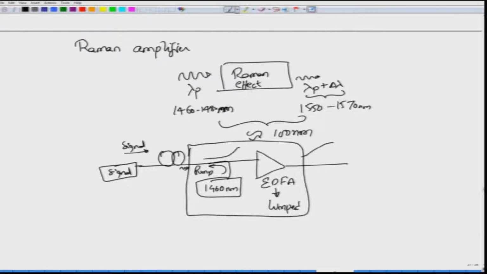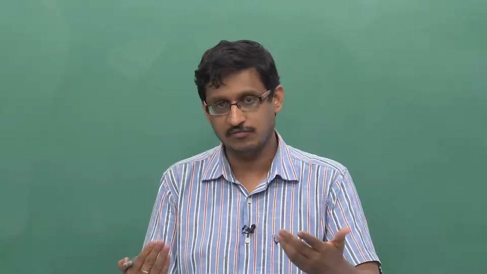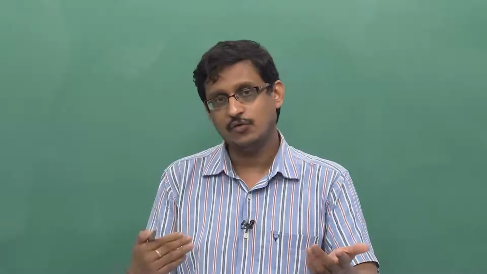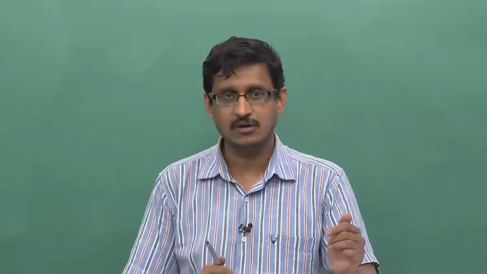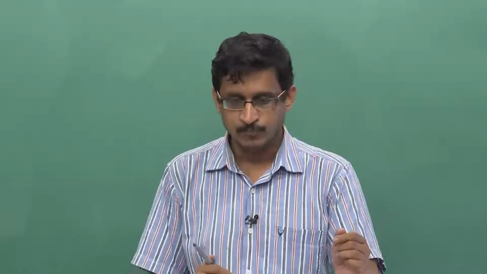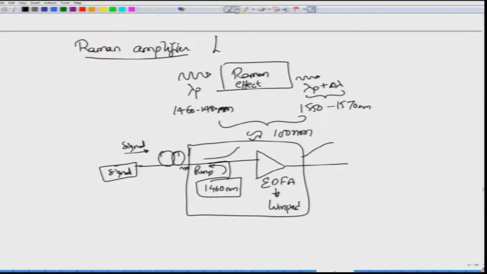In addition to this, any fluctuations in the pump power are felt instantaneously on the signal because of the very fast response of the Raman effect. This response time is in nanoseconds for Raman, whereas for the erbium doped fiber amplifier it is in milliseconds. Therefore, fluctuations in the pump power do not typically create problems in the erbium doped fiber amplifier. So, this is about the Raman amplifier, one of the newer technologies, typically made to work in the L band, the long wavelength band, which is around 1600 nanometer and beyond.